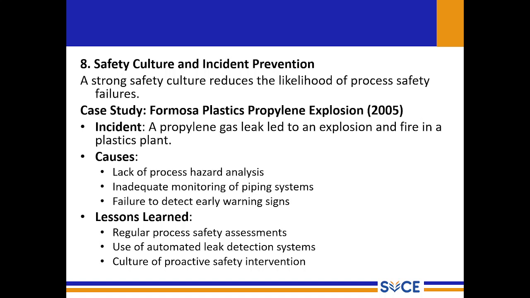What are the causes of the disaster? Lack of process hazard analysis. The risk of gas leaks was not properly assessed. No detailed study of potential failure points in piping systems. Inadequate monitoring of the piping system. Pipelines were not inspected regularly, allowing undetected propane gas leaks. Corrosion and equipment wear were overlooked.